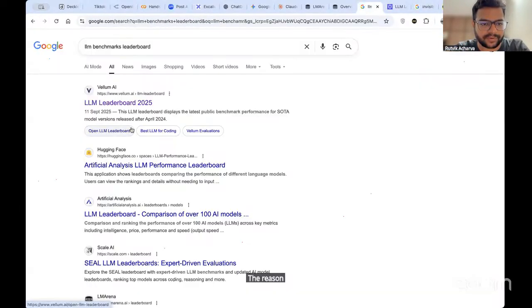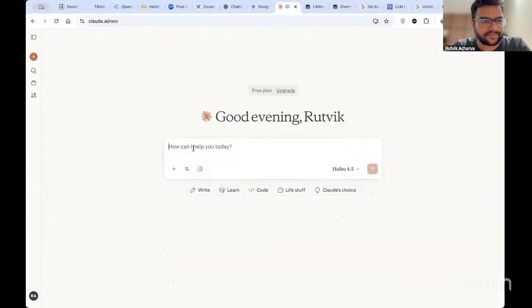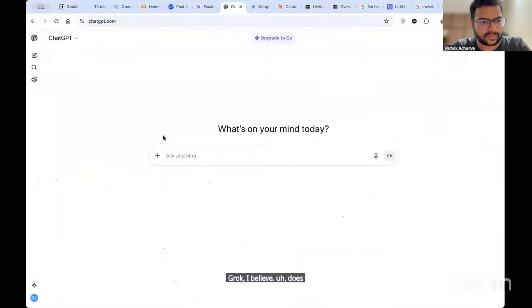I'll show you an example of how reasoning looks like. Grok, I believe, does a good job. Let's see.